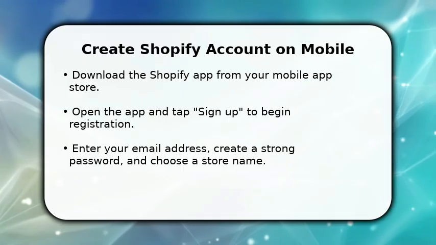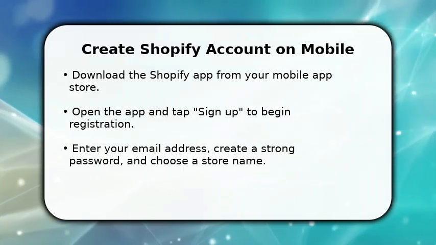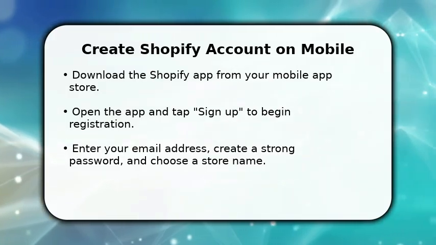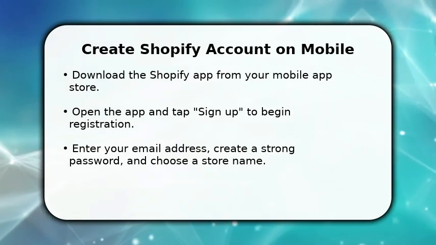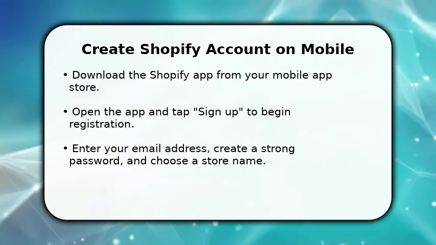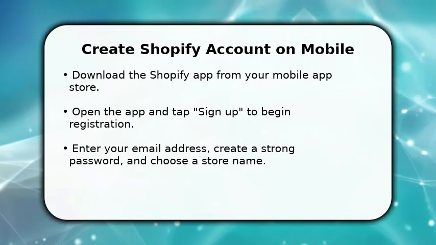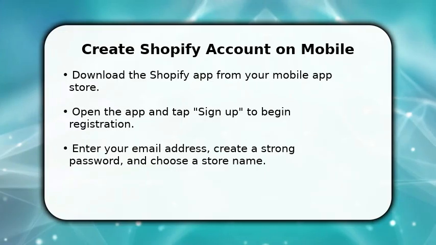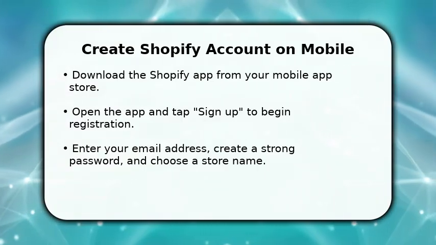In this video, I will explain how to make a Shopify account on your mobile device. First, you'll want to download the free Shopify app from your phone's app store. Once installed, open it up and tap the Sign Up button to start your journey. You'll then enter your email, create a secure password, and pick a unique name for your online store. Don't worry, you can always change your store name later if needed. Finally, provide some basic details about your business, like your location and what you plan to sell.